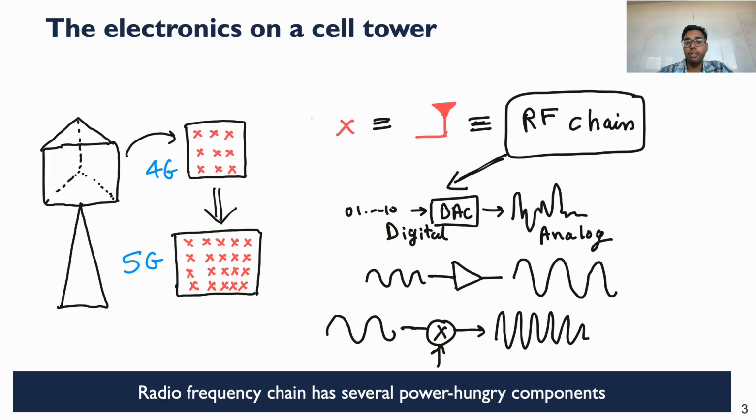You need an entire radio frequency chain which consists of several power-hungry components. A few of them described here are digital to analog converters, power amplifiers, and mixers. As cellular generations evolved from 4G to 5G, the size of these panels increased and so did the power consumption due to the number of these components.